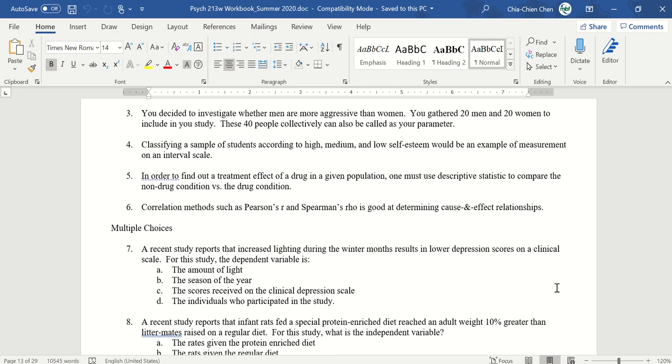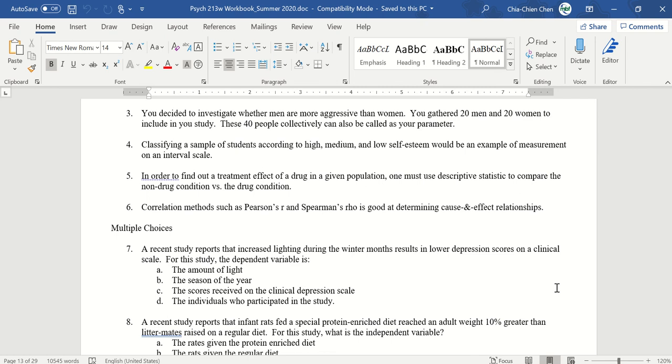Okay, number four, classifying a sample of students according to high, medium, and low self-esteem would be an example of measurement on an interval scale. This is also false. Why is it false? Because interval scale basically says that the numbers between 1 to 2 and 2 to 3 and 3 to 4 are all equal. Now there is no such thing here, they're not assigning numbers. They're just classifying them as high, medium, and low self-esteem, right? So that would be ordinal at best, if that. Most likely it's going to be nominal. So either way, number four is false.